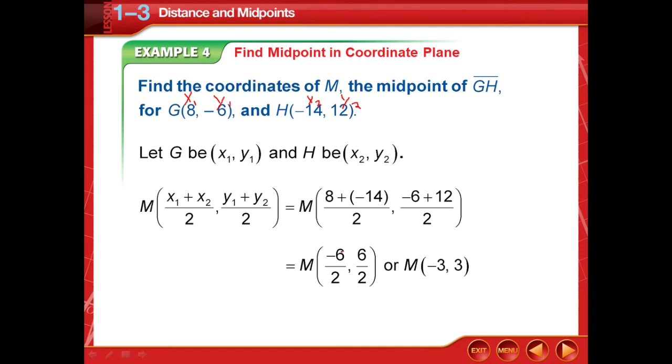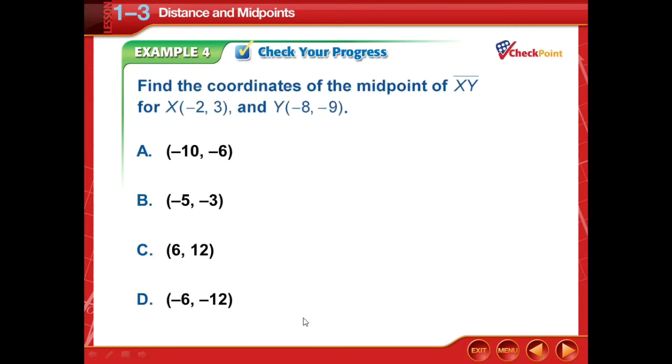8 plus a negative 14 is negative 6, divided by 2. Negative 6 plus 12 is positive 6, divided by 2. And my point in the middle, my midpoint, is negative 3, 3. Again, please note that I can have a negative number because this negative just refers to a location. It is not a distance. Here is an example for you to solve.